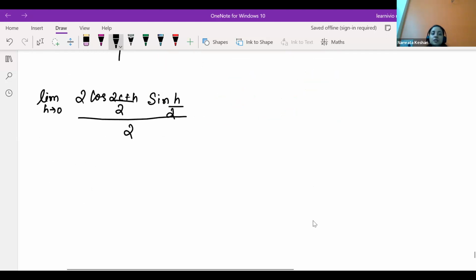Now, if we will try using the concept of limit, that is limit h tends to 0 of sine x by x is equal to 1, right? Yes. And in the concept of algebra of limit, we have learned that when two terms are multiplied like this, we can write limit h tends to 0 of the first function, and then into limit h tends to 0 of the second function. Since both are in multiplication with each other, algebra of limit says that we can divide it like this.